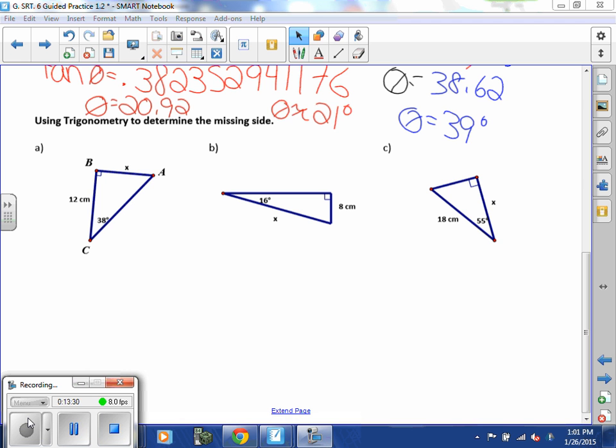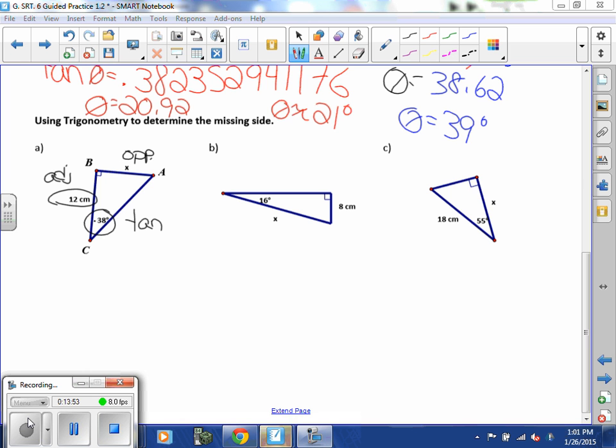So I want to try A, and then I'll probably let you try B and C. This time we're given an angle, and we're asked to find the side. So from this angle, I'm going to go across, that's the opposite side. And what's the 12? Adjacent. Which is what trig function? Tan. So I'm going to write down tan. This time I don't have a theta, I actually have an angle. So I'm going to plug it in. Tan 38 degrees equals opposite over adjacent.